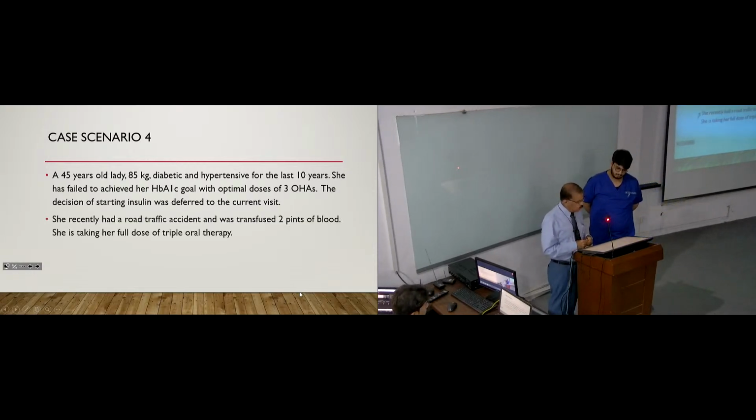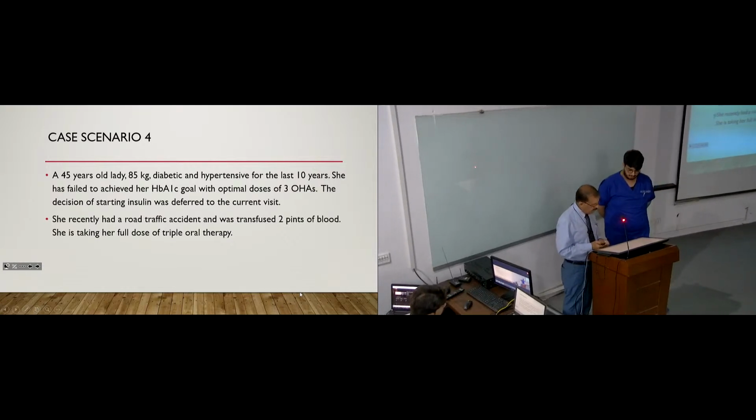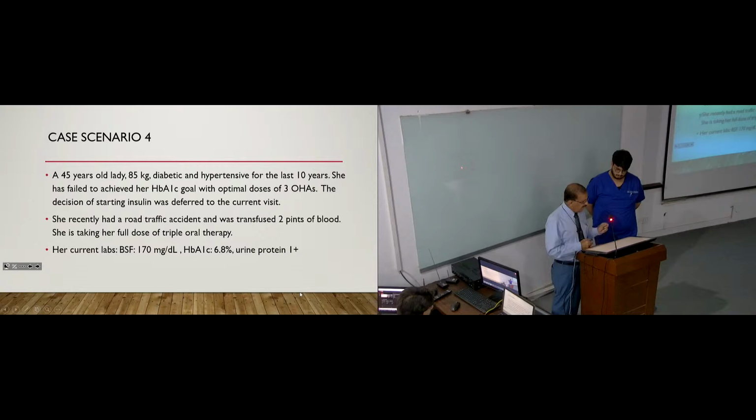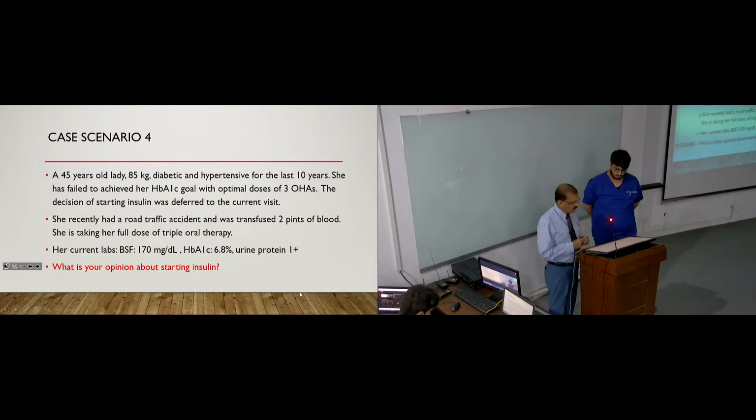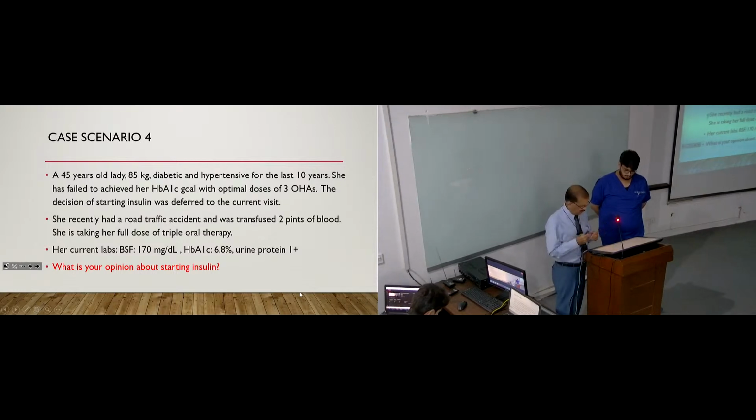She recently had a road traffic accident and was transfused 2 pints of blood. She is taking her full dose of triple oral therapy. Her current lab blood sugar fasting is 170 milligram per deciliter, HbA1c is 6.8 and urine protein 1 plus. This is the question. What is your opinion about starting insulin or the next treatment?